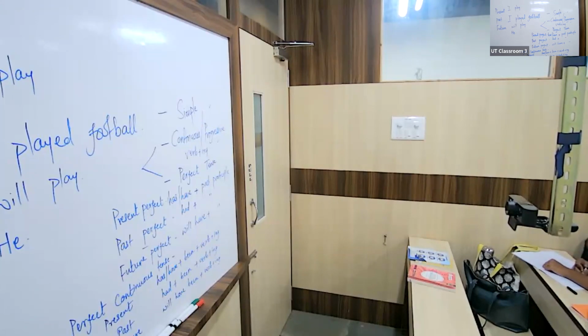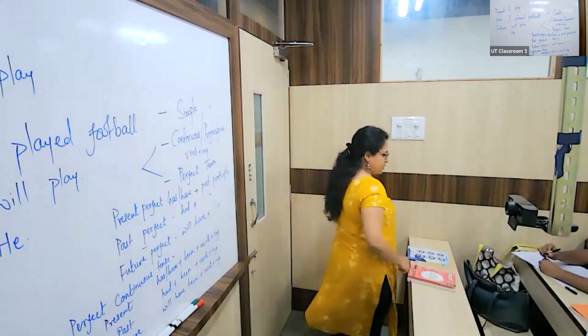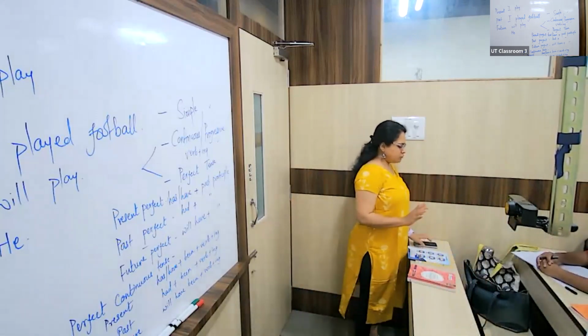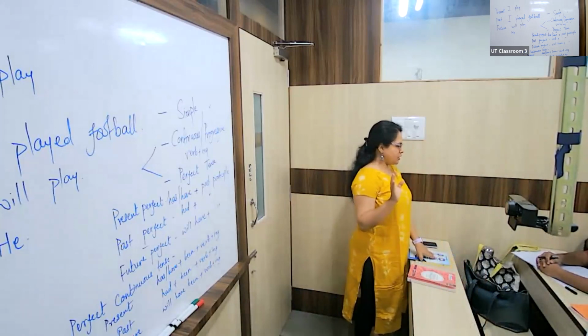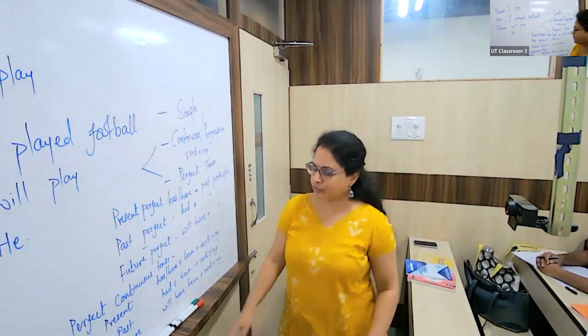Tear. T-E-A-R, tear. Tore. And it will be torn. Okay, so just for you to remember, these are called past participles. Now we'll start with our active and passive. Okay.